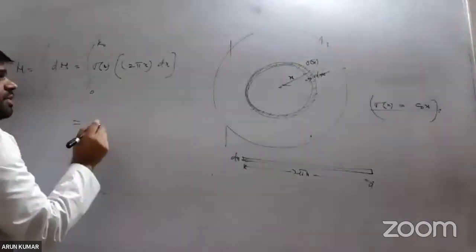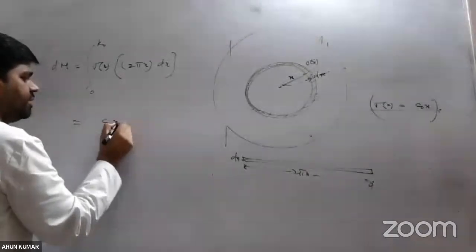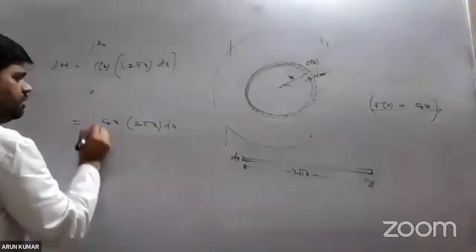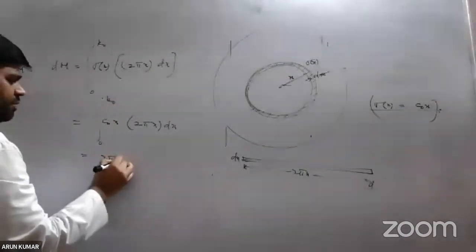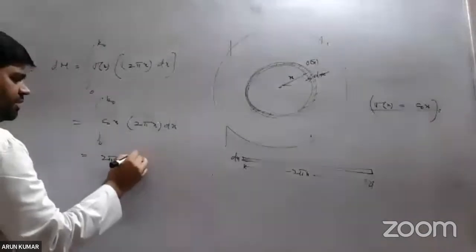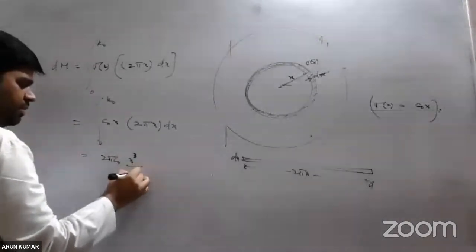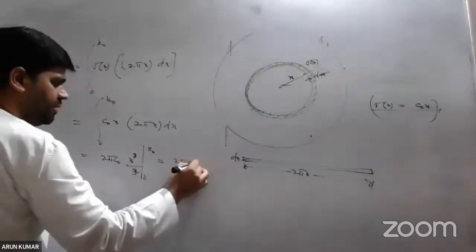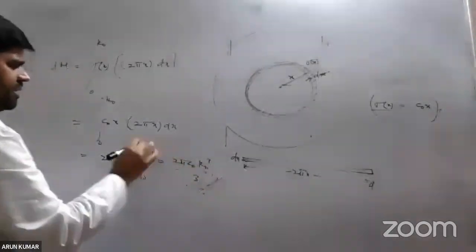Now look at this, students. I'll substitute sigma of x as c naught x. C naught x into 2 pi x dx, integrating it from 0 to r. 2 pi c naught comes out. Integral x square dx is x cube by 3. Under limit 0 to r naught, I'll have 2 pi c naught r naught cube by 3. All right, this is just mathematics.